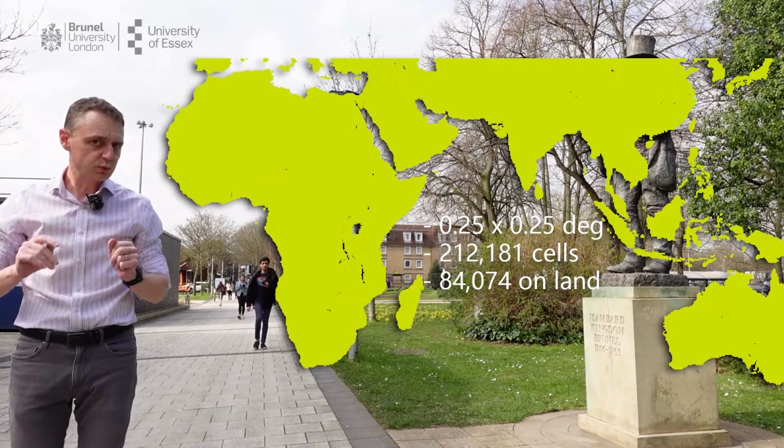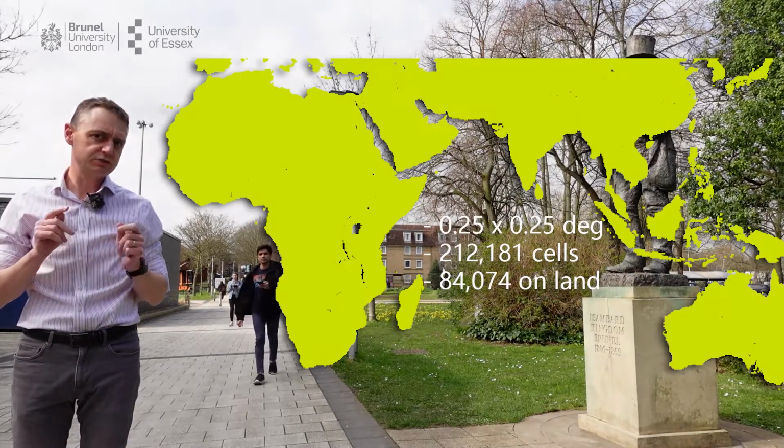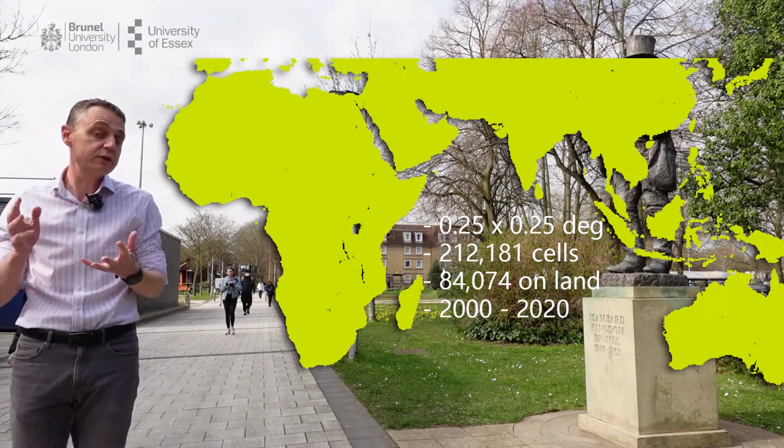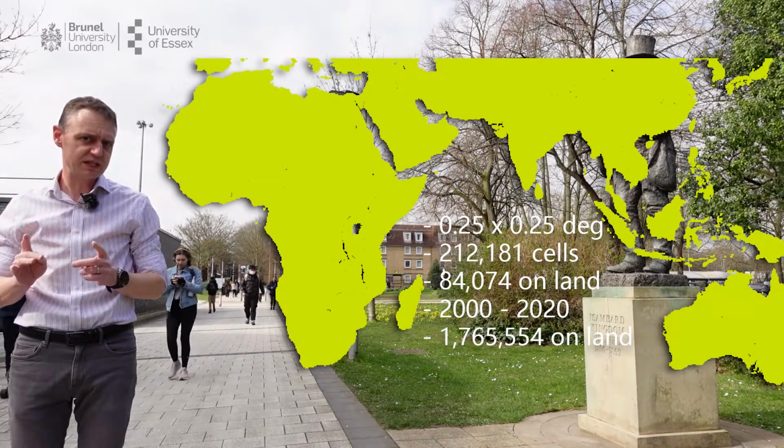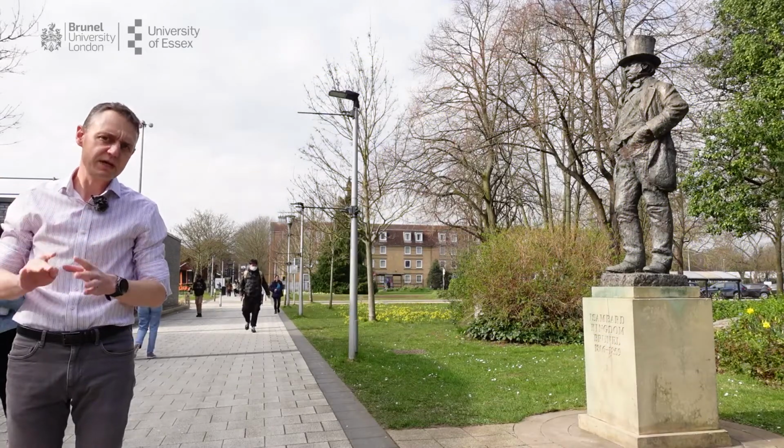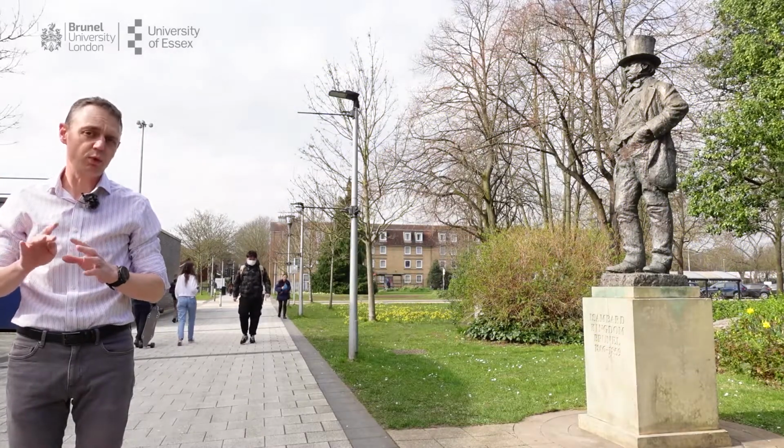Now, that's 1 year of data, and we're looking at the period 2000 to 2020, so 21 years in total, giving us 1.7 million land-based grid cell years. Now, that's the structure of the grid, but what about the data?